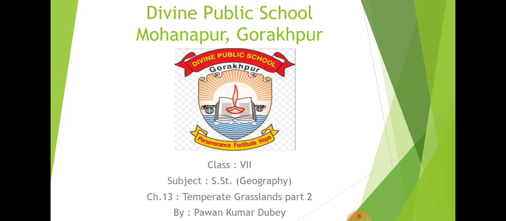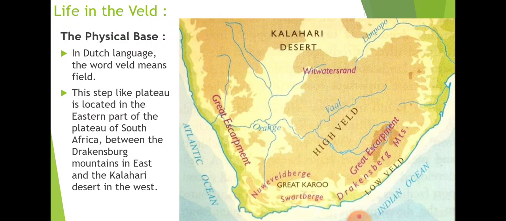Now, students, in this video, we'll read about the next temperate grassland, which is the veld. The veld lies in South Africa, the southern part of Africa. Now, the temperate grassland in South Africa is known as veld. So basically, the temperate grassland found in South Africa is known as veld.